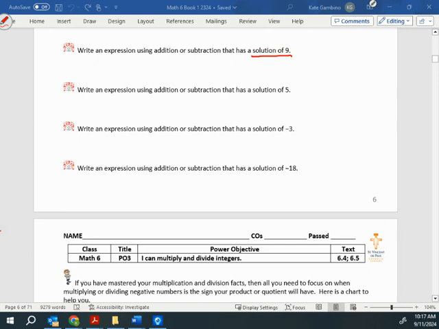Bridget? 7 plus 2. Yeah. Okay, we have other ones? Bennett? 18 minus 9. 18 minus 9. Who can challenge themselves to use a negative number? Lila? Negative 9 plus 18. Negative 9 plus 18. All of those would answer the problem.